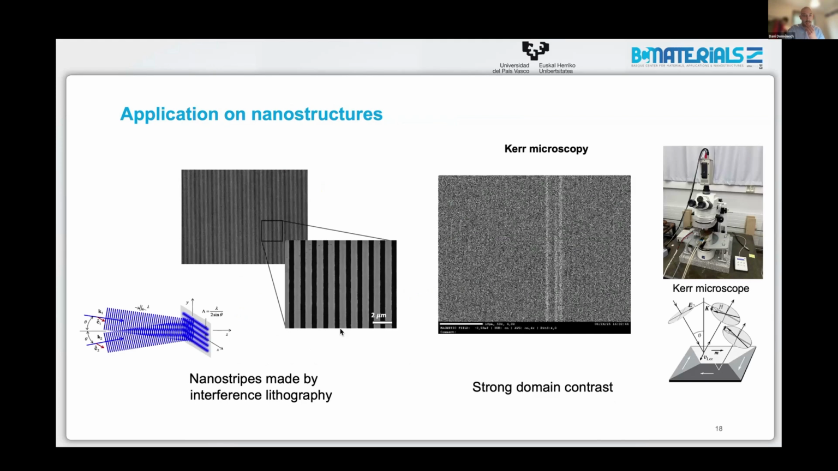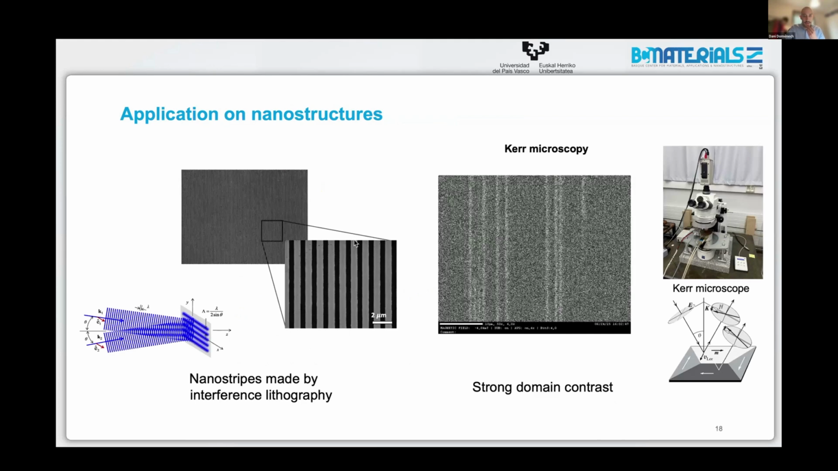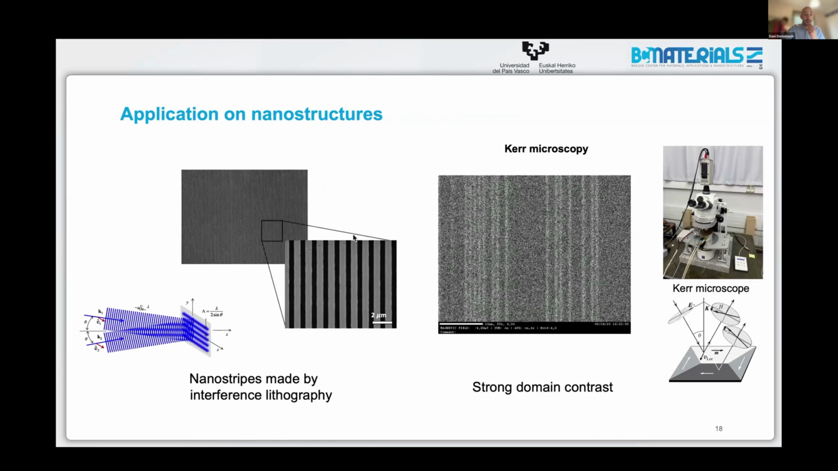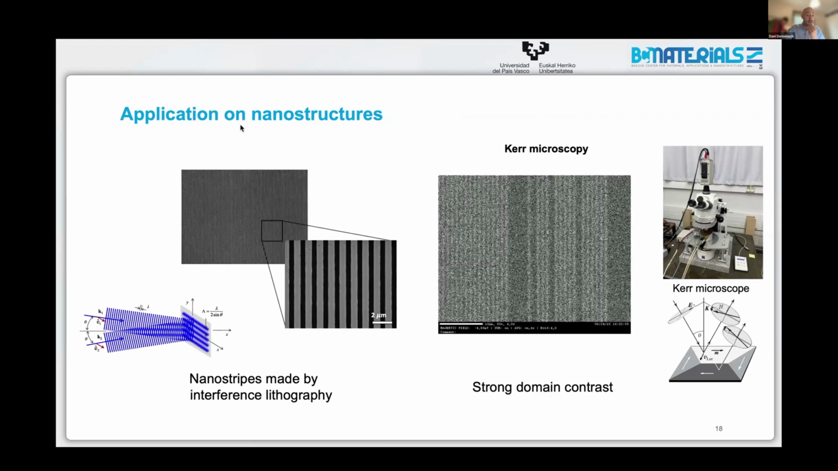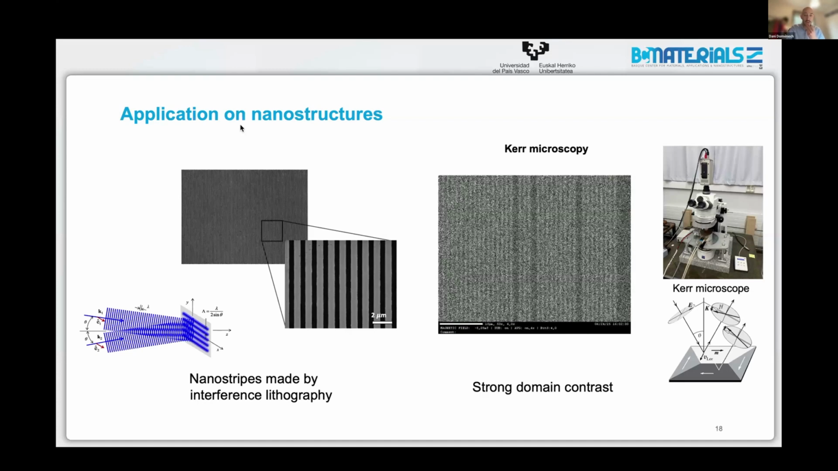So to conclude my talk, we emphasize that we have obtained a strong perpendicular magnetic anisotropy under the combination of electron beam evaporation, a low number of cobalt platinum repetitions, and most importantly, not ultra high vacuum conditions, but high vacuum conditions, 10 to the minus 6 millibar, thanks to the addition of a copper buffer layer.